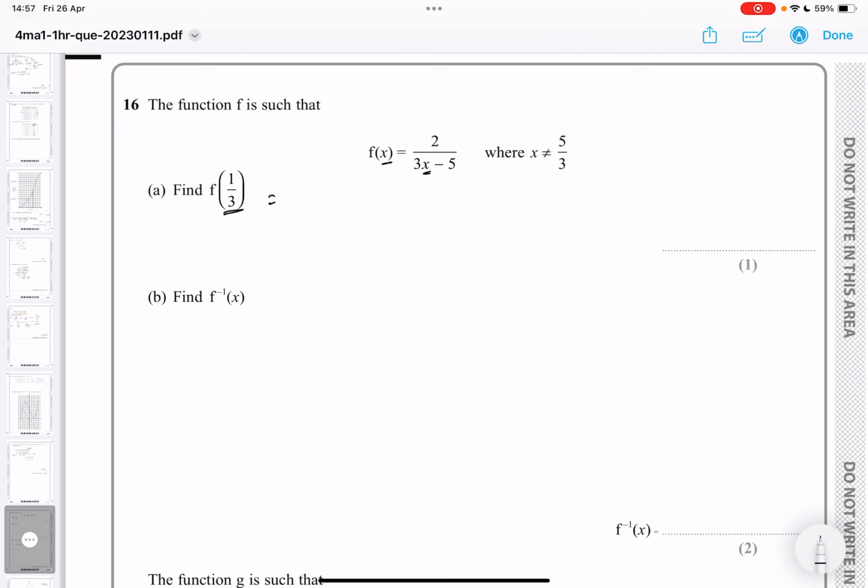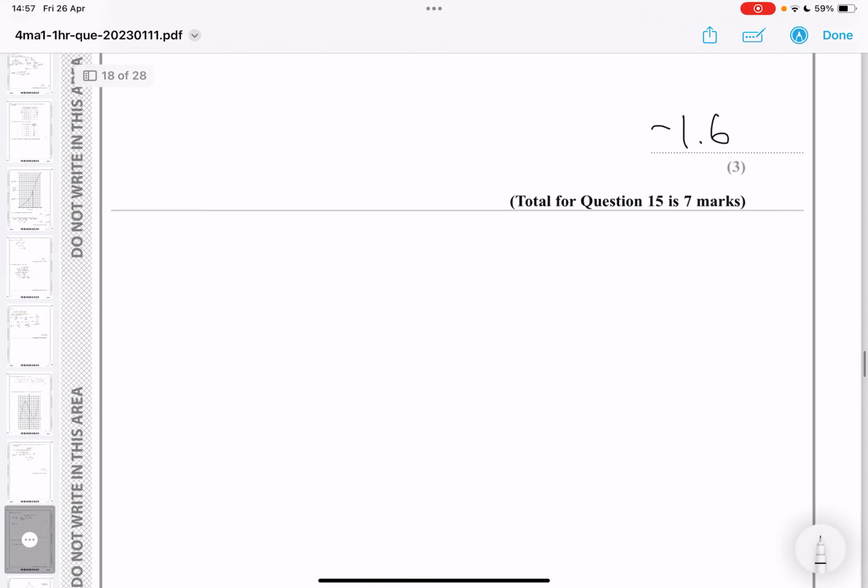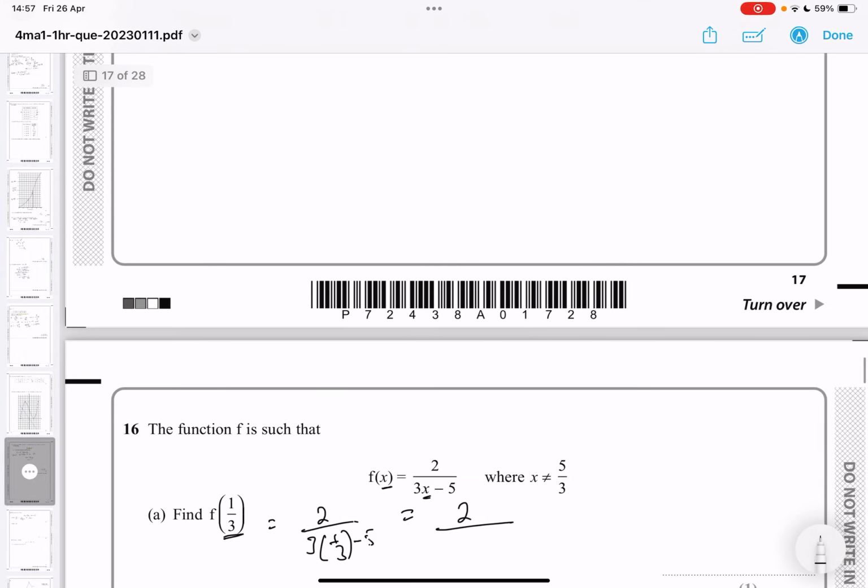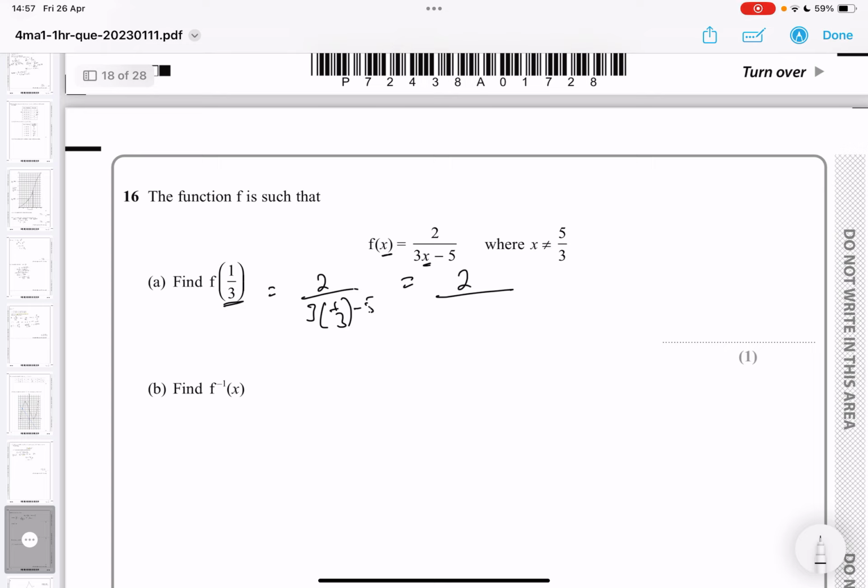So this is equal to 2 divided by 3 times 1 over 3 minus 5. So 2 divided by 3 multiplied by 1 over 3 is 1 minus 5. So that's going to be minus 2 over 4, which is minus half. Okay, so the answer is minus half.